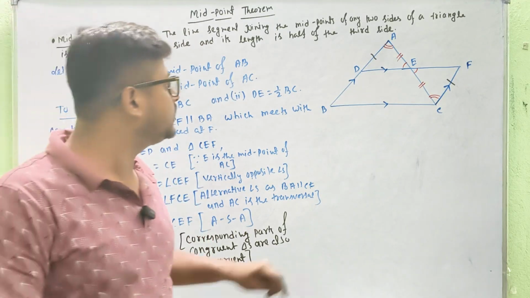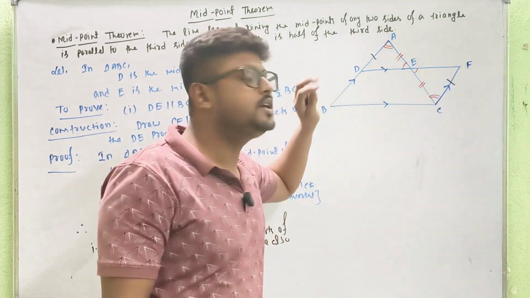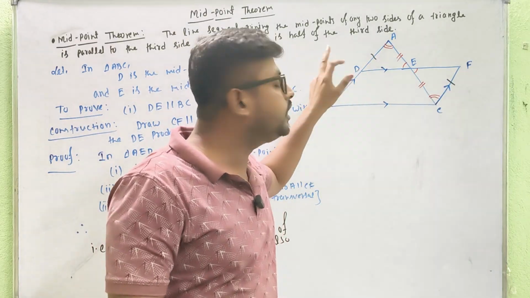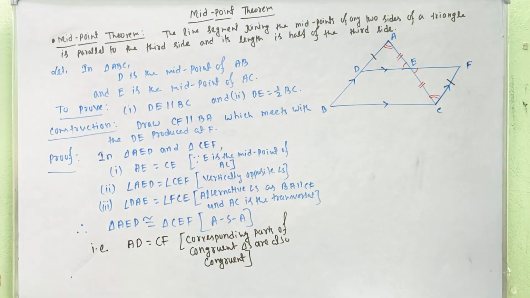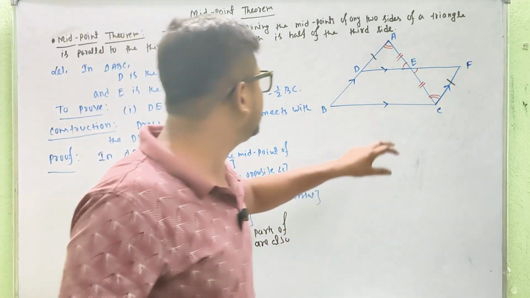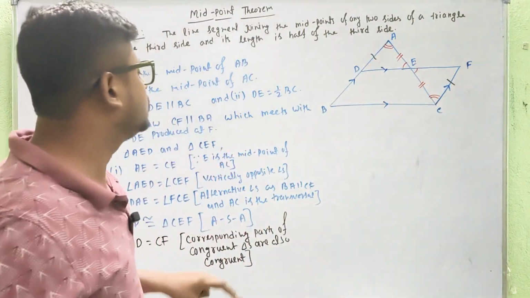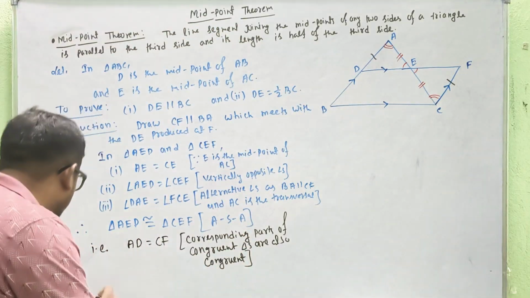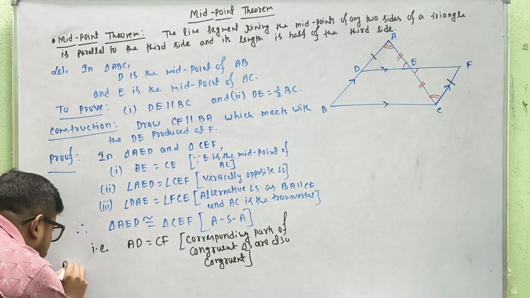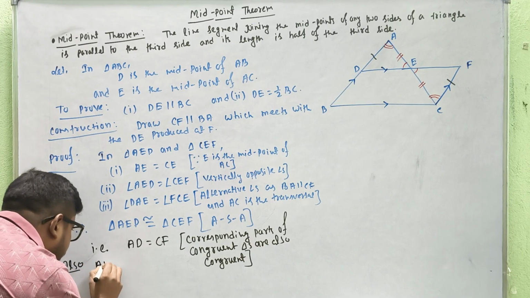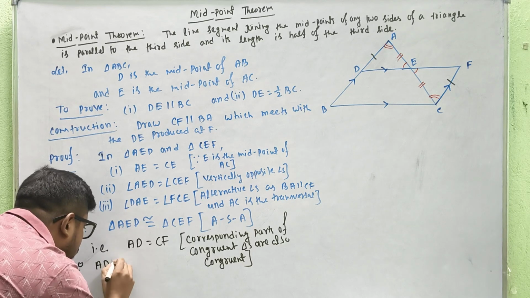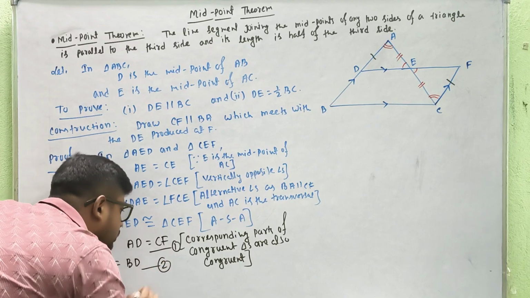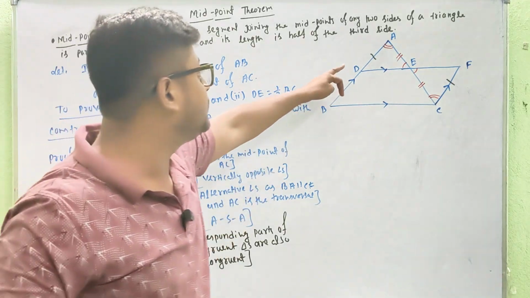Now we see that BCFD is a quadrilateral. We get that AD and CF are equal. Also AD equals BD, since D is the midpoint of AB. Make this equation number 1 and this equation number 2. Why is AD equal to BD? Because D is the midpoint of AB.